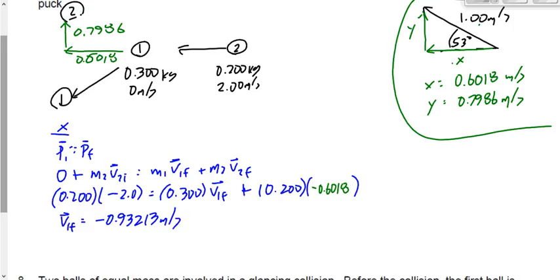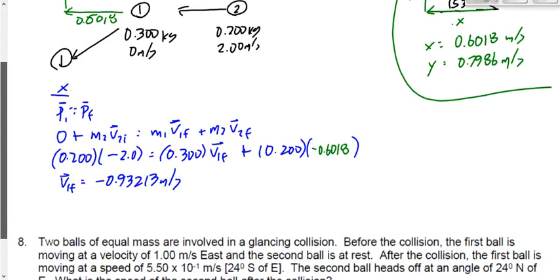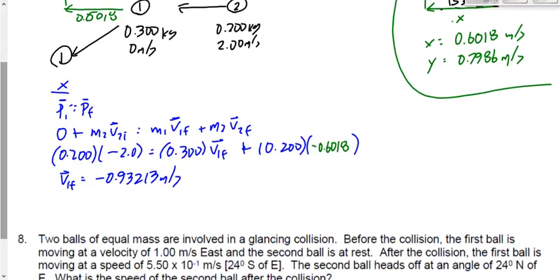Good there? What's next? Y component, right? Kind of running out of space here, but let's say for the Y component, I'll try to do it really small here so I have enough space. For the Y component, we'll say PI equals PF. The initial momentum for the Y component is zero because although object number two is moving, it's moving on the X axis, not the Y axis. Equals M1 V1F plus M2 V2F.